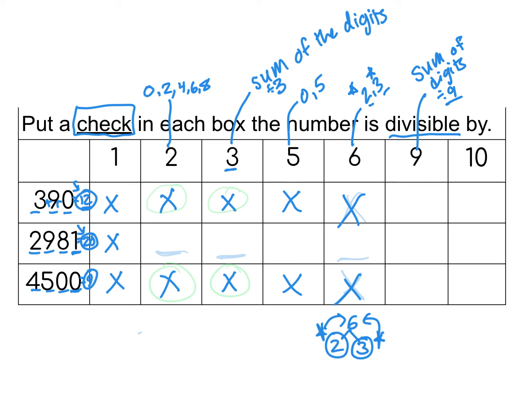So if 390 added up to 12, 12 cannot be divided by 9, so it does not work. The sum of the digits on this one, 2,981, was 20. That does not work for 9. And the last one, 4,500, the sum of the digits is 9. 9 can divide by 9, so that one works. And the last rule, if it's divisible by 10, it ends with a 0. This ends with a 0, and this ends with a 0.